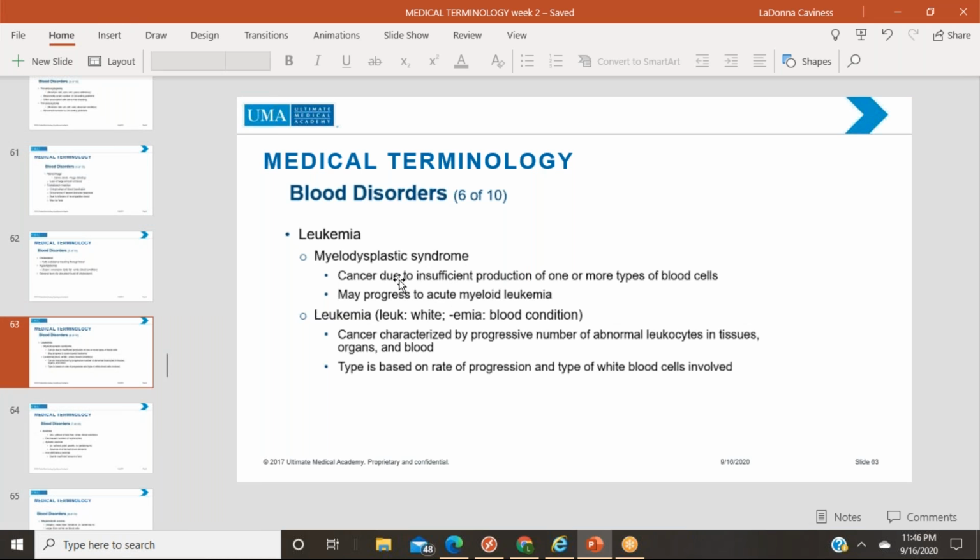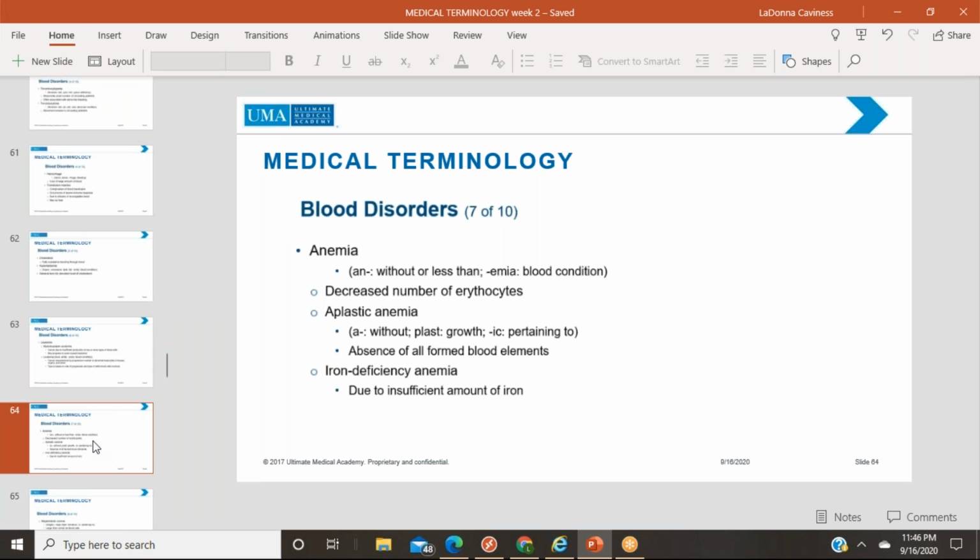And this is myelodysplastic disease. Anemia. An means without or less than, emia, blood condition. Decreased number of erythrocytes. Aplastic anemia. A means without, plast, growth, and ic pertaining to. Absence of all formed blood elements. Iron deficiency anemia, due to insufficient amounts of iron.